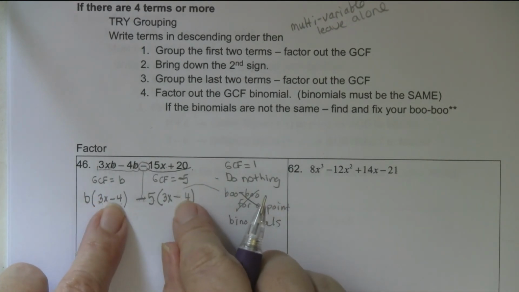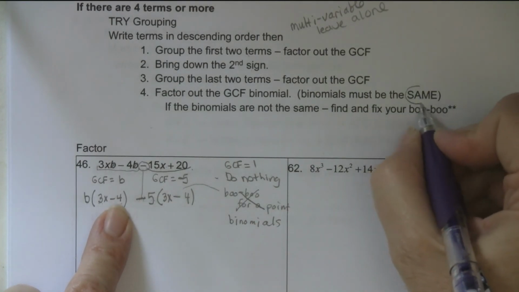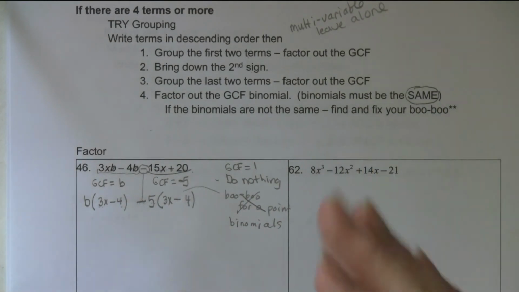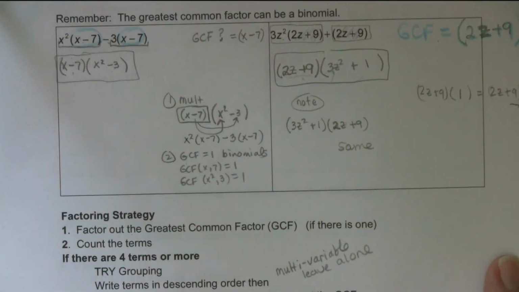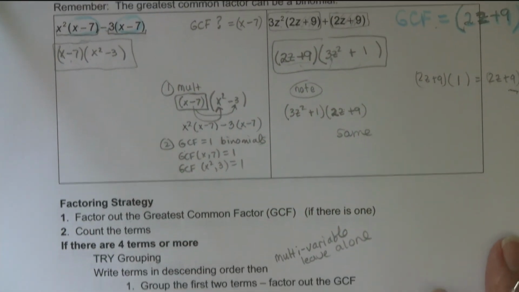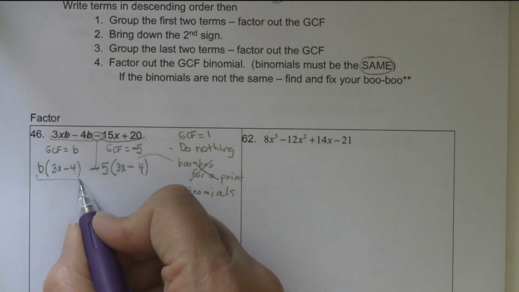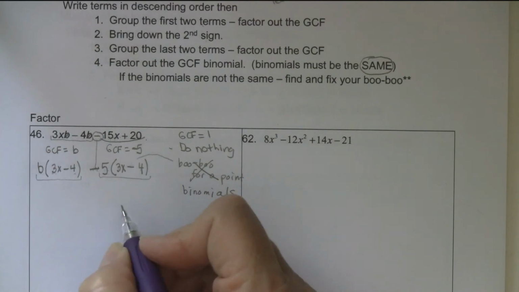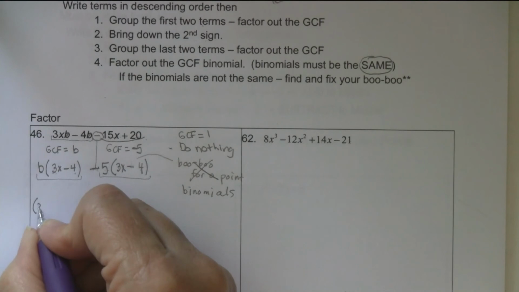Now you notice I no longer have the boo-boo. The binomials are 3x minus 4 and 3x minus 4, and they are the same. When it says the same in capital letters there, it's not saying quite similar to one another. It's saying the same, term by term, sign by sign. Then what you do is you factor out the greatest common factor binomial, just like what we were doing up here. So we were already doing that step a little bit out of context. And so you say to yourself, well, what do these have in common? What they have in common is 3x minus 4.